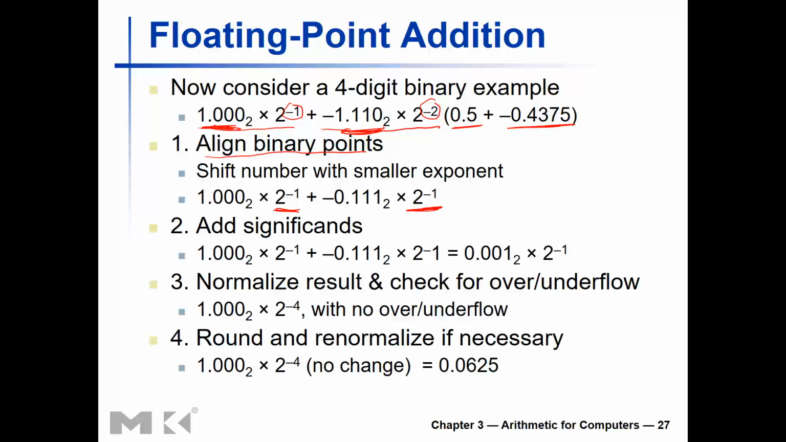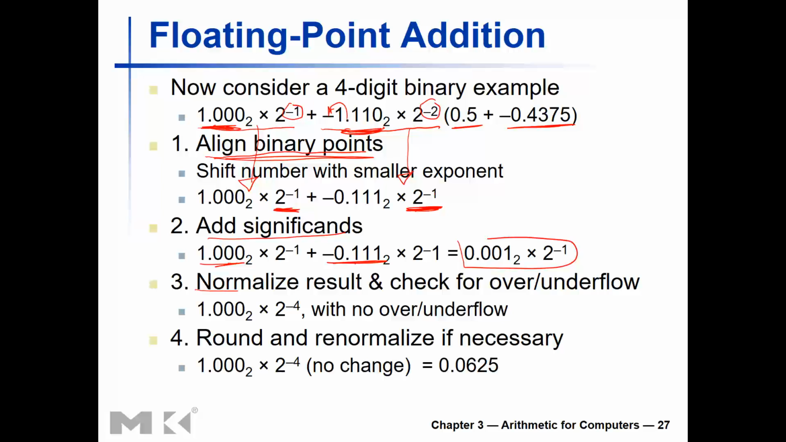Which is the larger, -1 or -2? -1 is the larger, so we make the two numbers -1. So this one will stay as is, but this one we have to shift the decimal point and then make this a -1. Now, once we align the binary points, then we add the significands, which are these numbers here. We add them and we get the result.